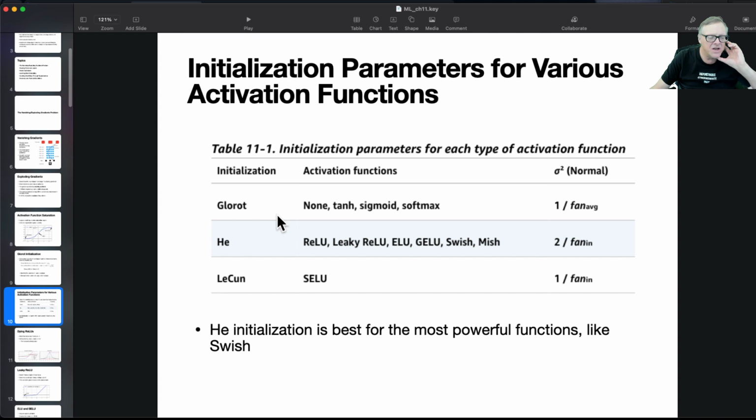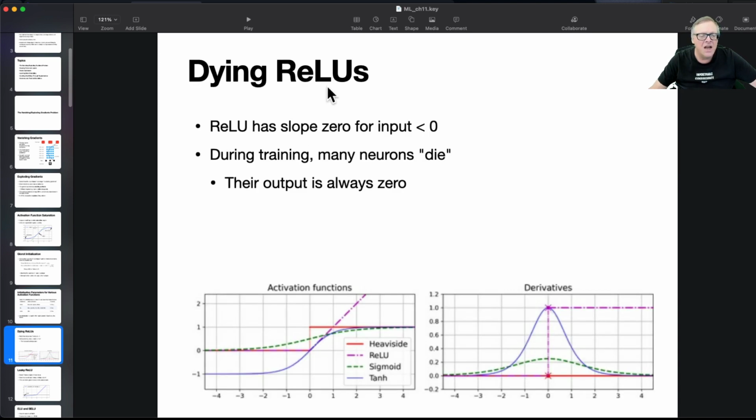And so you've got various parameters here, but it's based on the standard deviation of the output function there. So this is one way to do it. Another issue is dying ReLUs. This is the rectified linear output function.